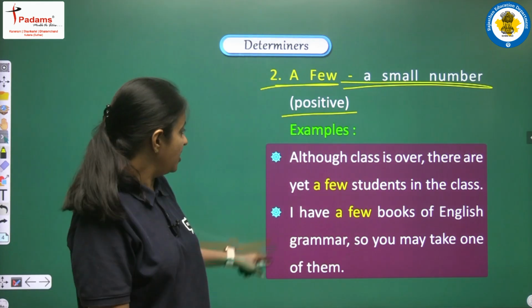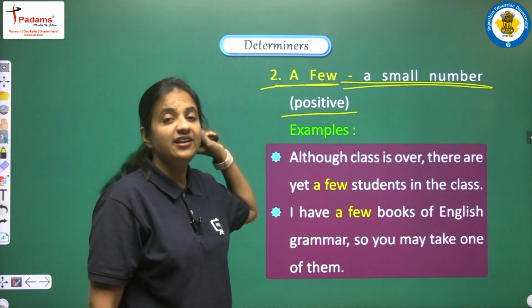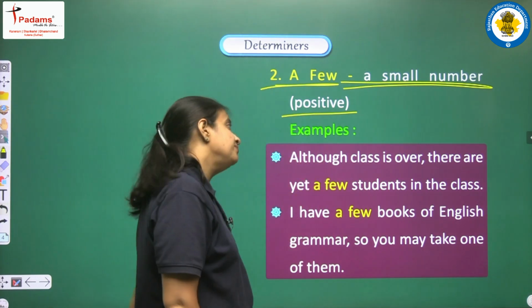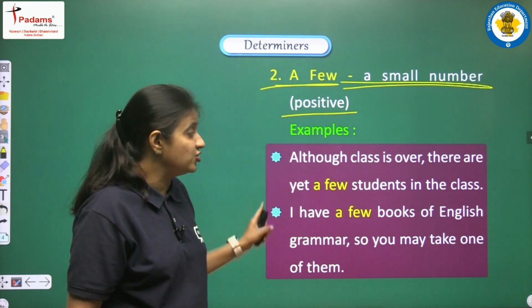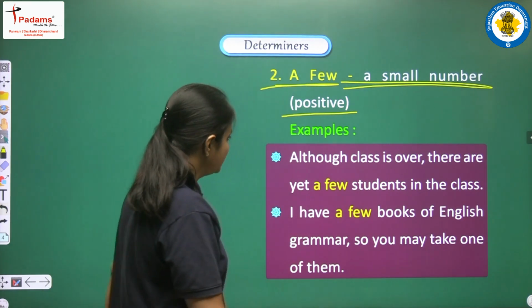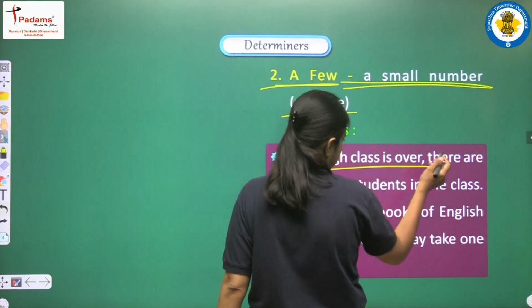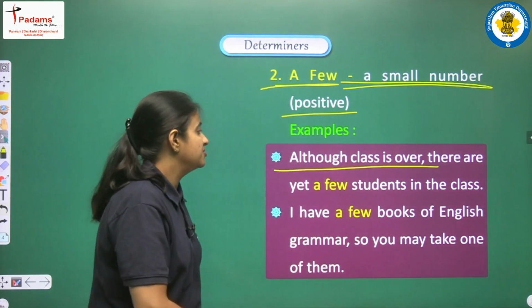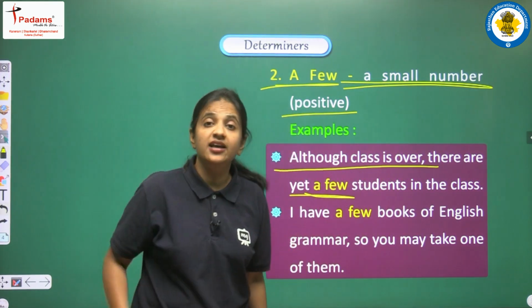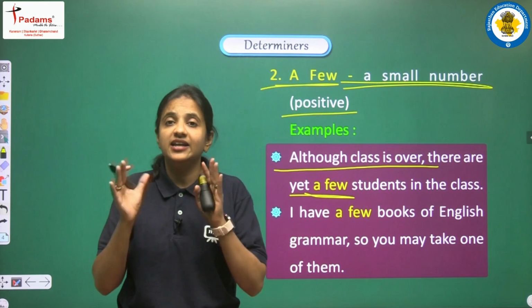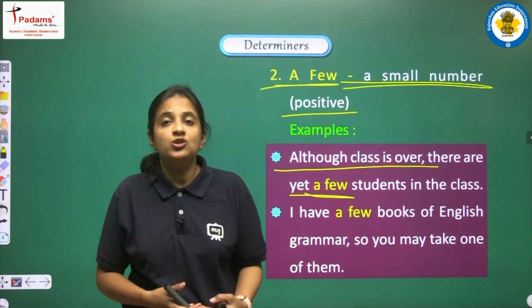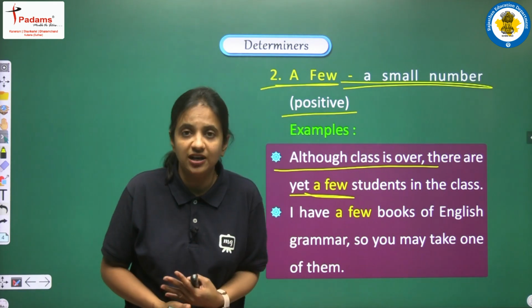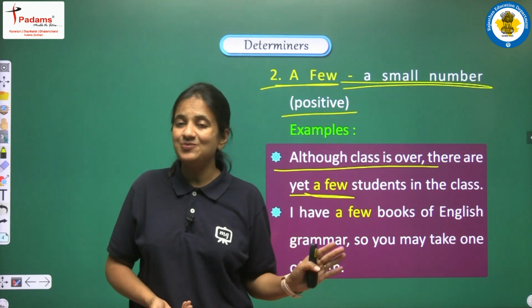Okay, so now we are having some examples that are related with a few. So let's see. Although class is over, there are yet a few students in the class. So here we are saying that although the class is over, अभी भी class में a few students हैं. It means yes, कम है, लेकिन still कुछ students class में अभी भी बैठे हुए हैं. So वो जो number है वो है तो बहुत कम, right? लेकिन वो negative sense में नहीं है.